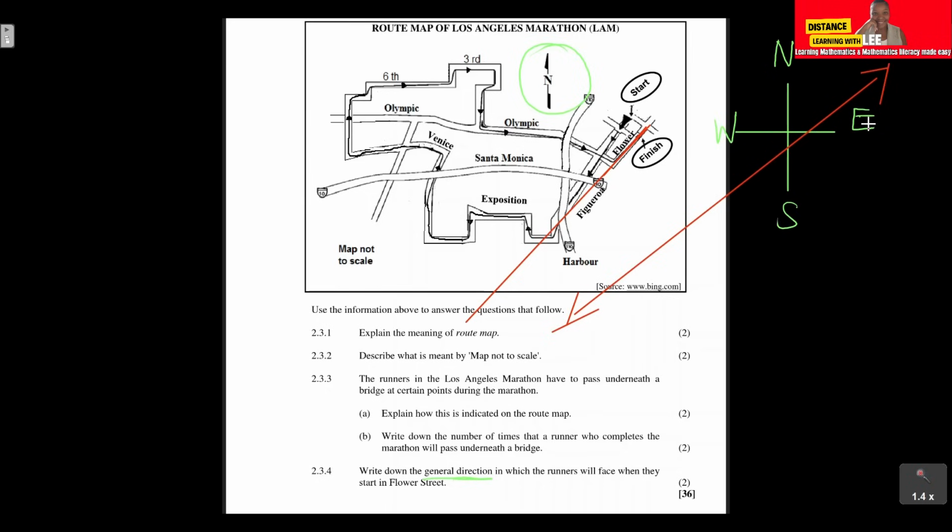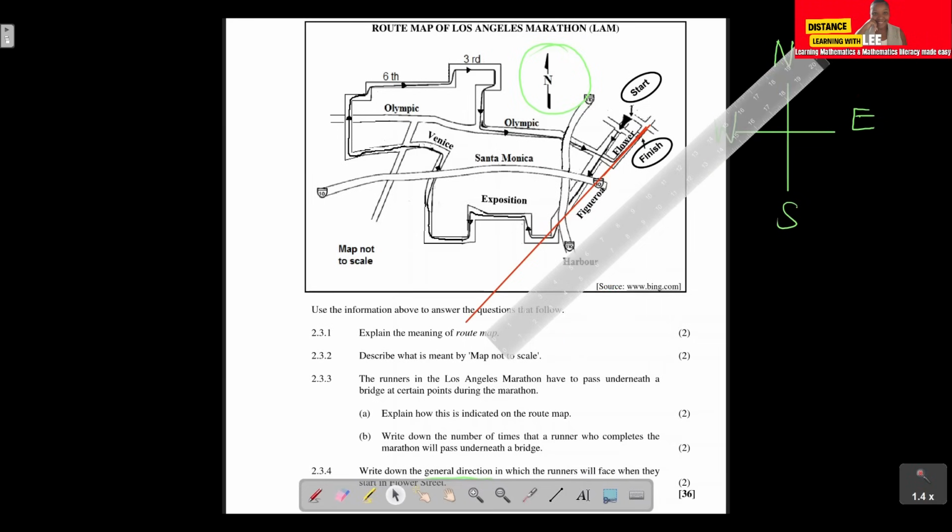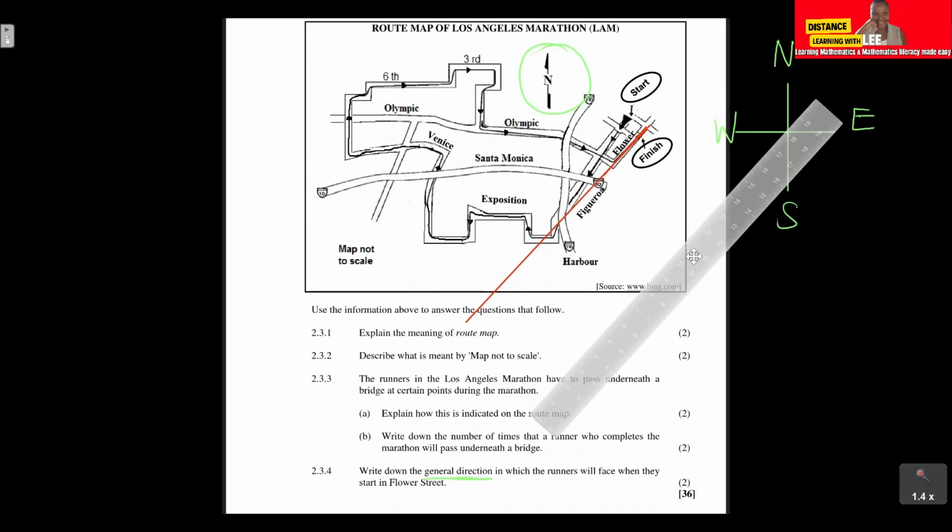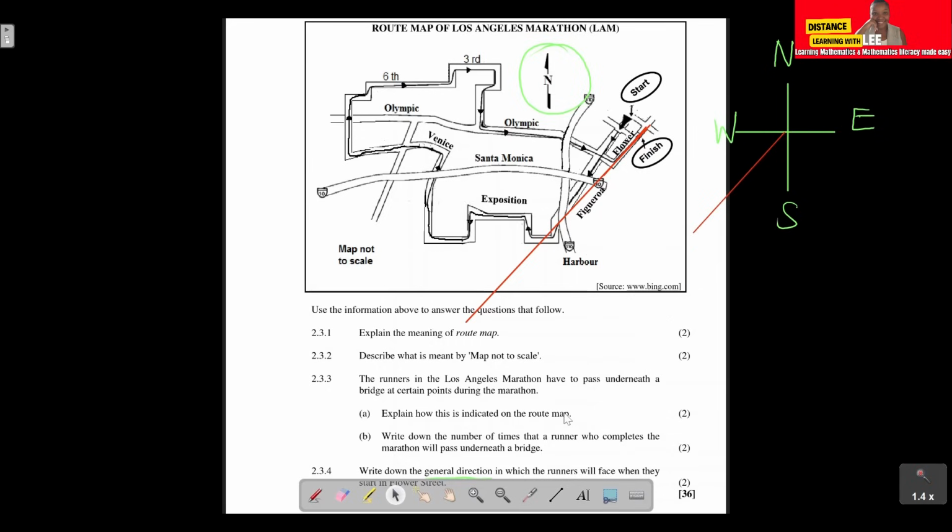You guys don't say north, north-east. They're not going in the northeast direction. The line is situated in this direction if you were to draw it parallel to this line that I've just drawn here. So if you were to move this line parallel to this line that we have of Flower Street, what do you see? The general direction in which the runners will face when they start in Flower Street is the southwest direction. Do you see that it's in the far southwest direction? They will be facing the southwest direction because they're heading that way when they run. All right. So it's in the southwest direction, and that is what we're going to write. It's not the northwest direction because they're not going to be facing that way. They're going to be going in the southwest.